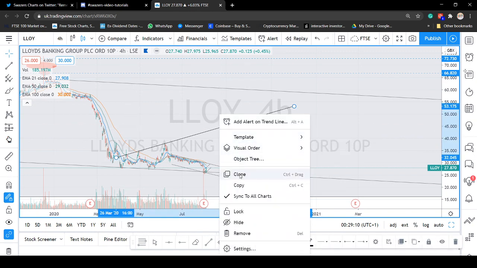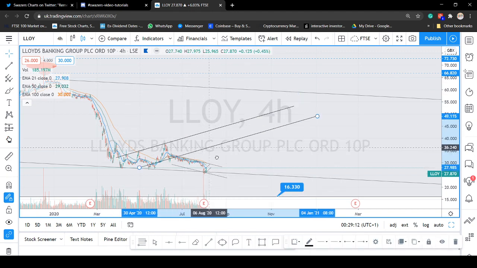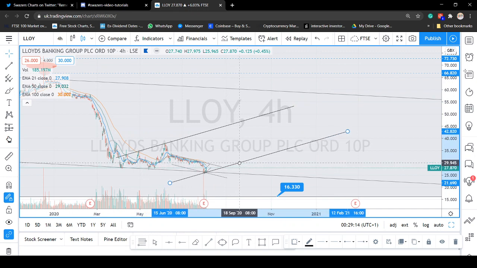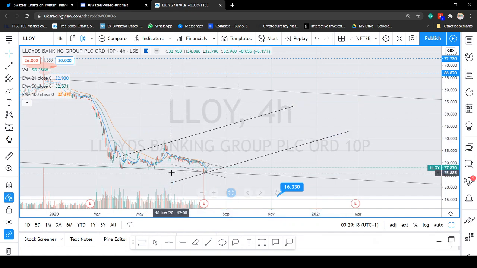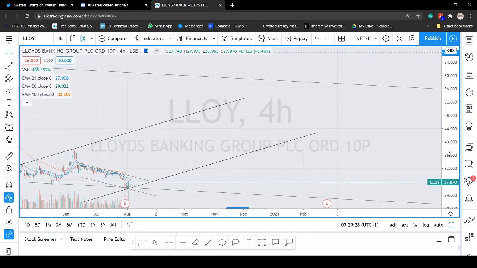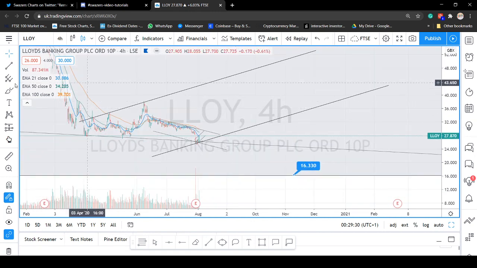We clone this and we move it to the upside. Now, there is a possibility that price might already be developing this channel. So we keep an eye on it. We perimeter the price to the up and to the down, and we track it in real time.